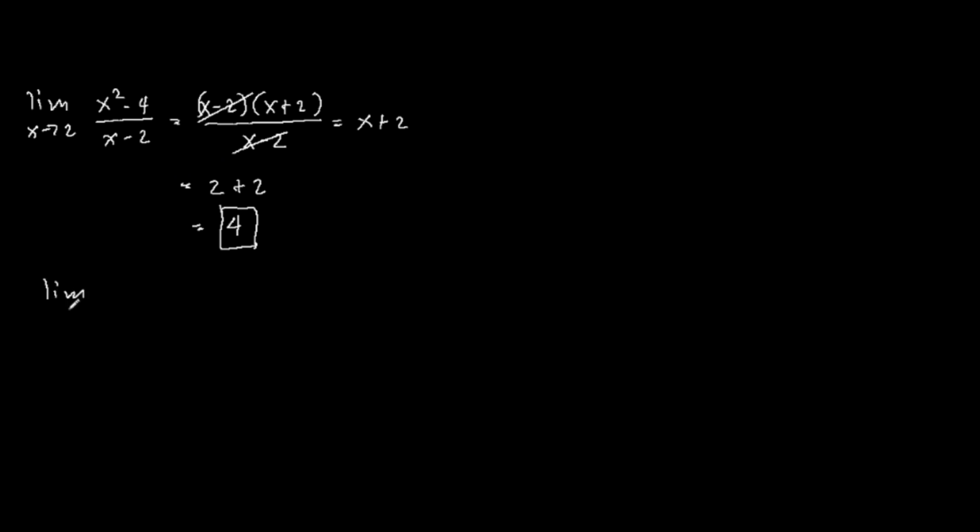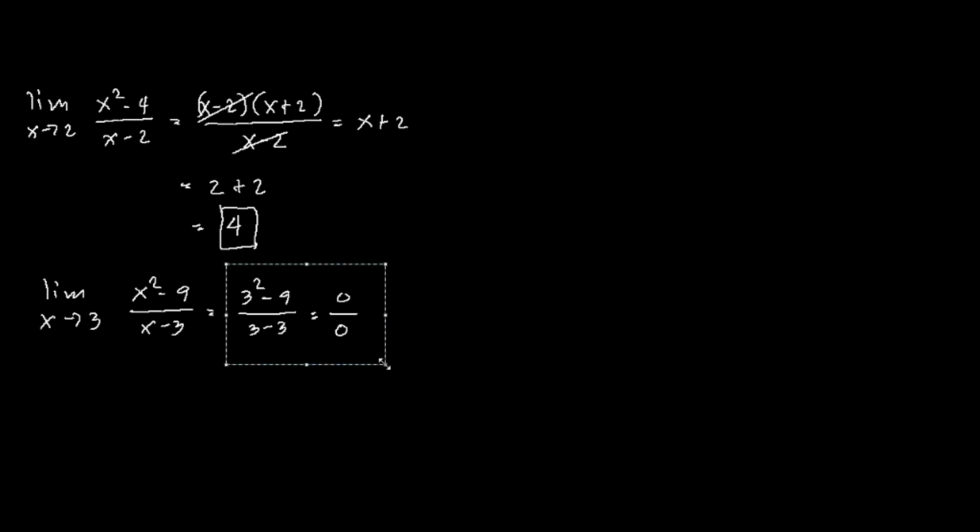The limit of x that approaches 3 with a function of x squared minus 9 all over x minus 3. If we substitute the same value, 3, what will happen? So 3 squared minus 9 all over 3 minus 3: 3 squared is 9, minus 9 is 0, all over 3 minus 3 is also 0, which is undefined.